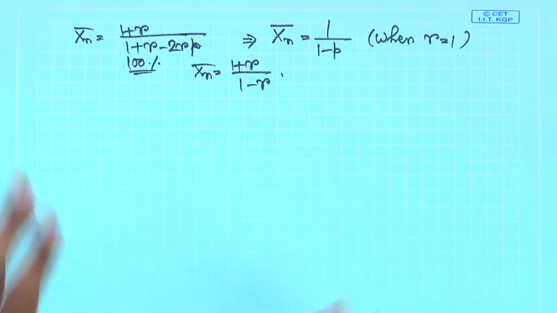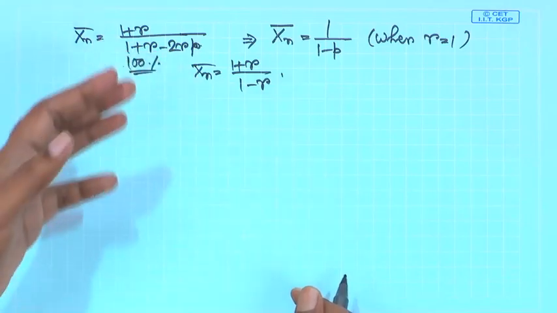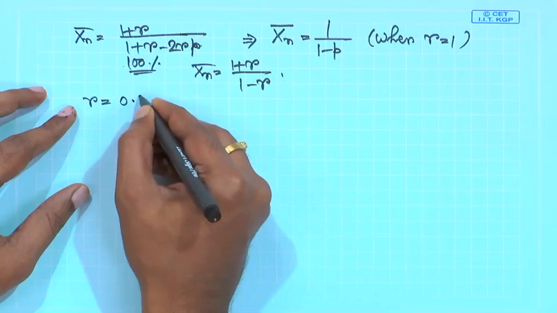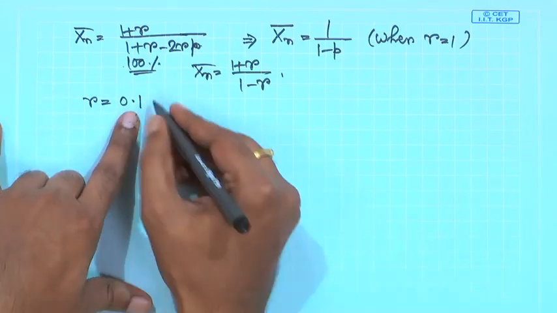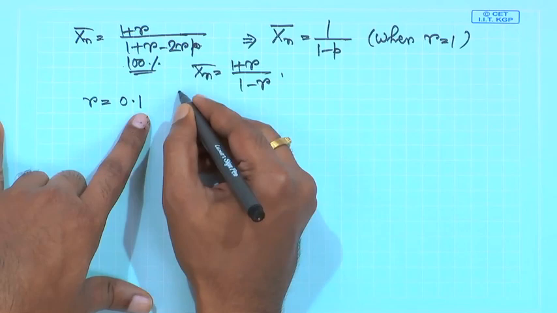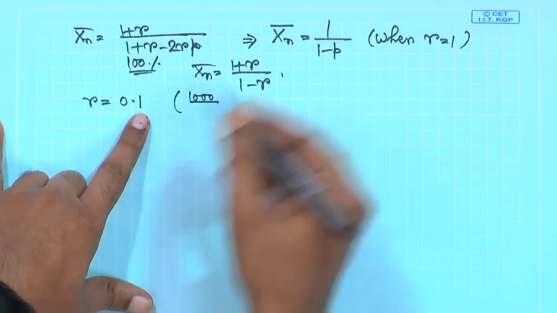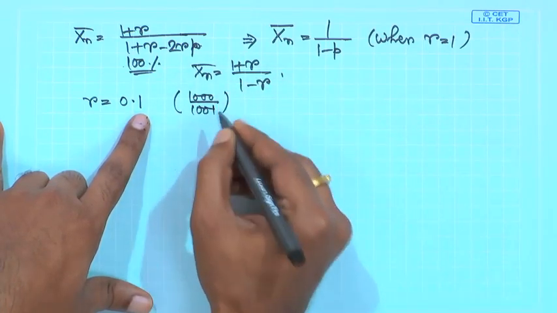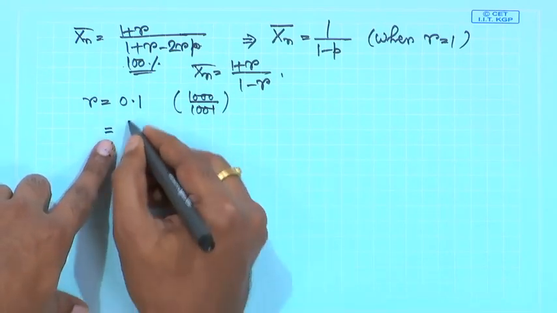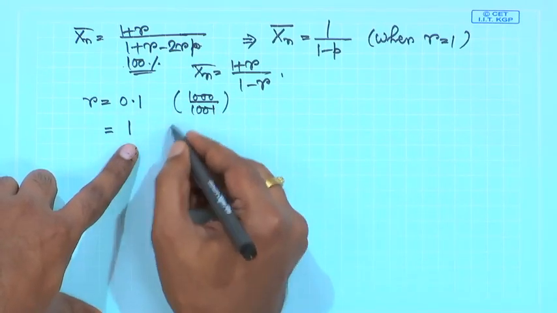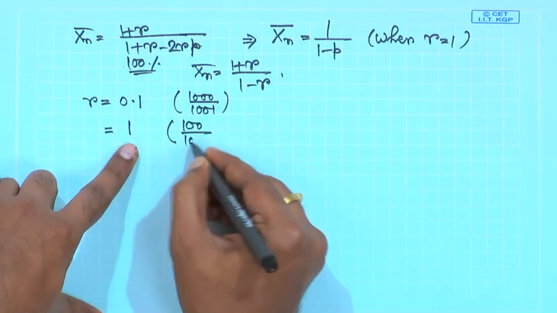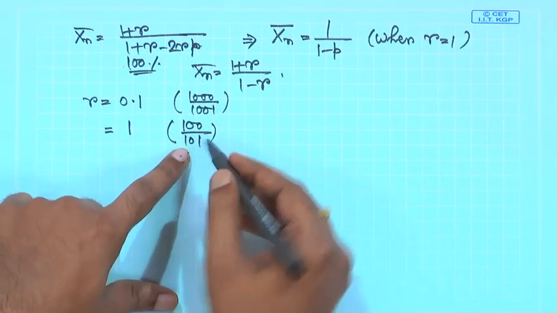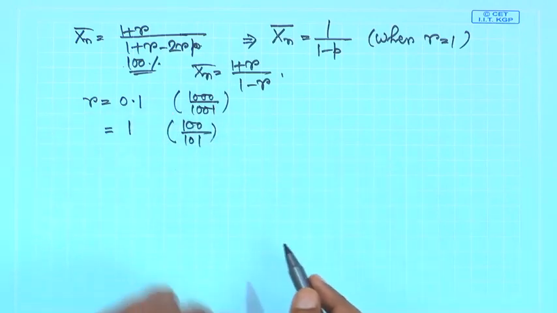Now, I am going to give you a specific example which will tell you how varying r affects Xn bar. Let us say your r is 0.1 mole percent, or 1 mole percent. That will happen when you have, say, 1000 moles of one of the reactants and 1001 moles of the other one. For 1 mole percent, r will be 100 divided by 101. So, this is 101 moles of one of the reactants and the other one is 100 moles.